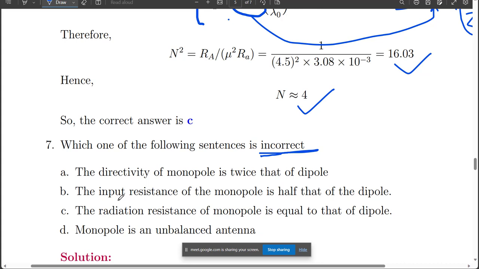The input resistance of the monopole is half that of dipole. Can you guess if this statement is correct or not? Think about it. Monopole means one pole, dipole means two poles, right? Here it is asking whether the input resistance of the monopole is half that of dipole. Can this statement be correct or not?